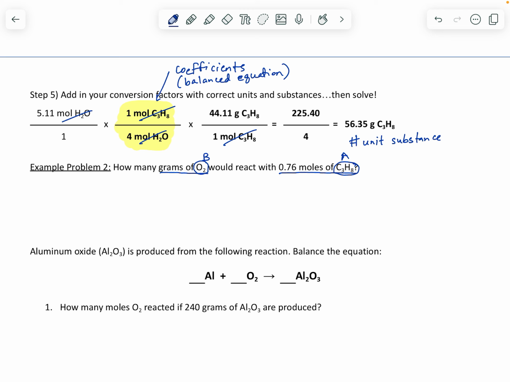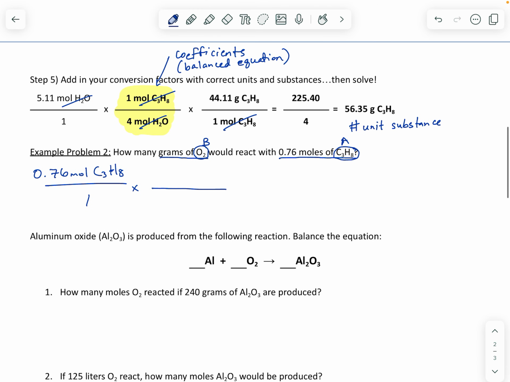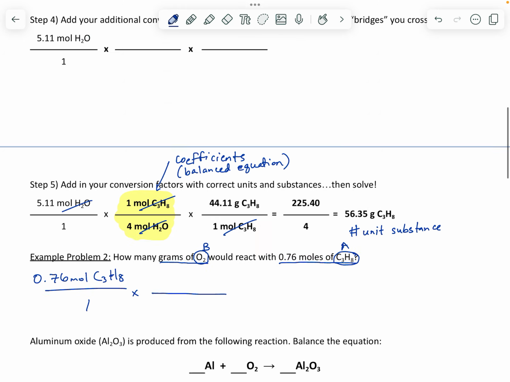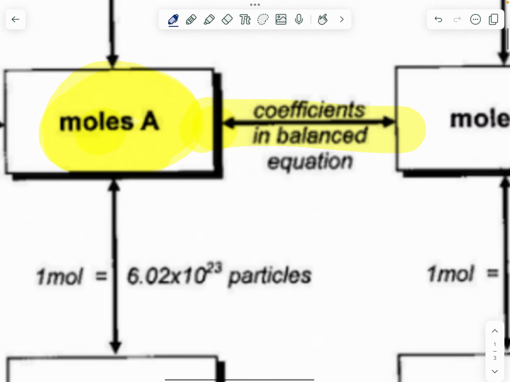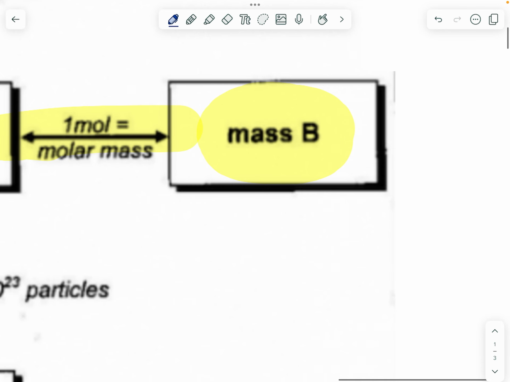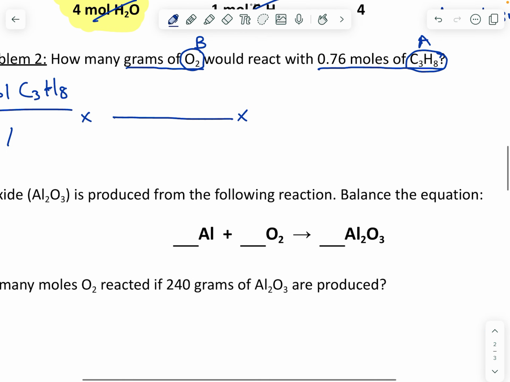And just like any other problem, moles A is C3H8 over 1. Now I look, and I know I'm going to need at least 1 bridge to cross, moles of A to grams of B. Very similar to above, moles of A, we're going to have to cross 1 bridge to get to moles of B, and we're going to have to cross 1 more bridge to get to mass of B. So that's a 2-bridge problem, which means we're going to have 2 additional conversion factors here.